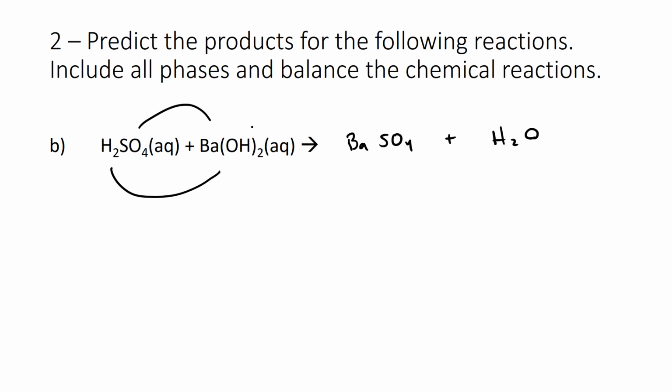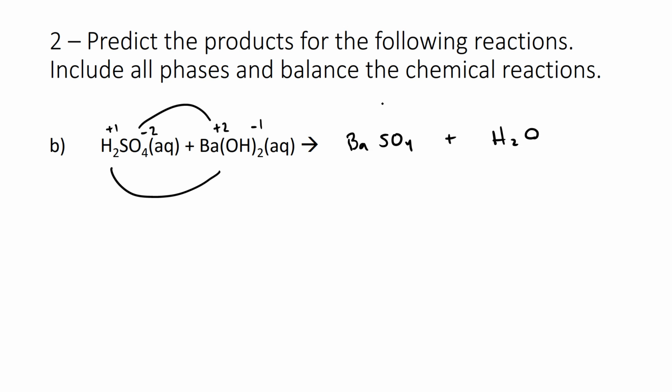Hydroxide has a -1 charge. Barium has a +2 charge. Sulfate has a -2 charge. And hydrogen has a +1 charge. So we'll go ahead and mimic those charges over here. Barium's +2. This water molecule has a 0 charge on it, so we don't have to put anything there. And the barium sulfate also has an overall charge of 0, so we can get rid of those.